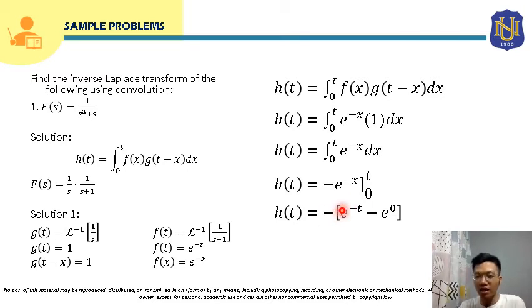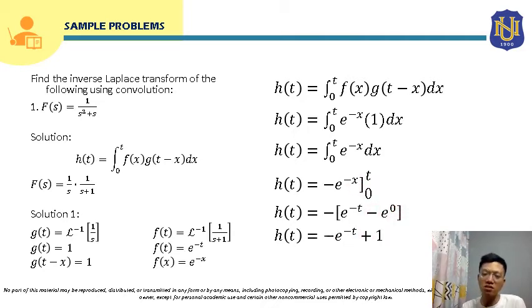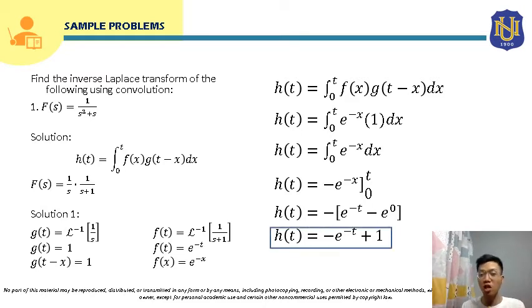We factor it out, and then we substitute the upper limit first to the variable x. So this will be e raised to negative t minus, we now substitute the lower limit to variable x. So this will become e raised to 0. In this case, this will become negative e raised to negative t, and then the value of e raised to 0 is actually 1 times negative, so that will be positive. So this will now be the answer.